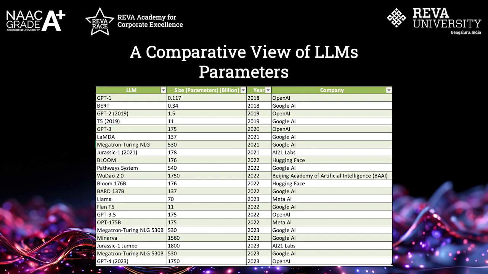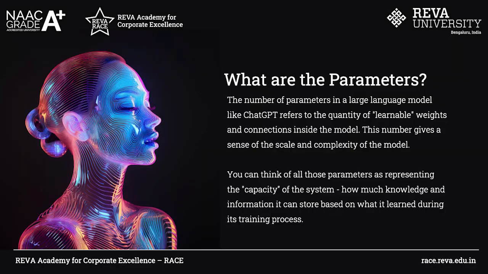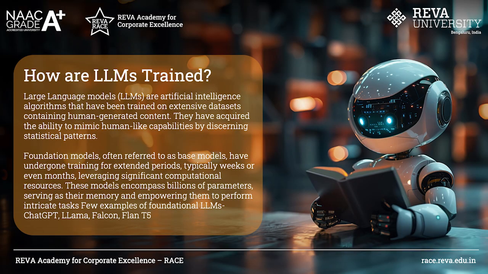And I have a much simpler view of the parameter as well, which I will talk about, right? So these are the learnable weights and connections inside the model. This gives you a sense of the scale and the complexity of the model, right? Higher the number of parameters, higher the capacity of the model, higher the knowledge the model is carrying with it. And generally speaking, that's a good sign.